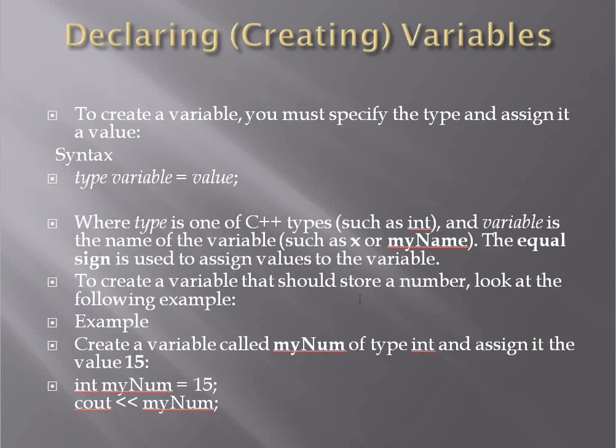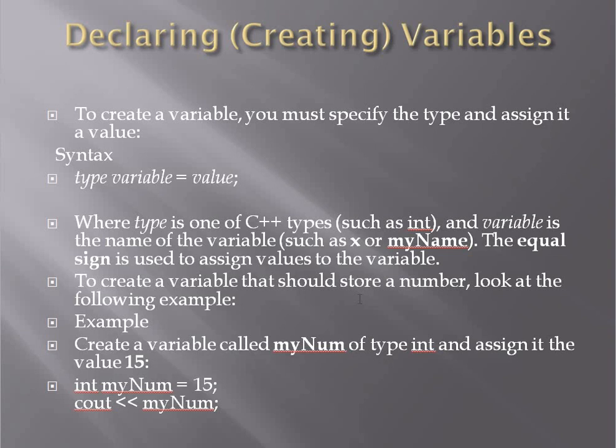How to declare or create a variable. Variables are most important in the C++ language, because you have to store values, generate results, and print the result or do calculations. So many things are there, and by using variables you can do it. To create a variable you must specify the type and assign it a value.